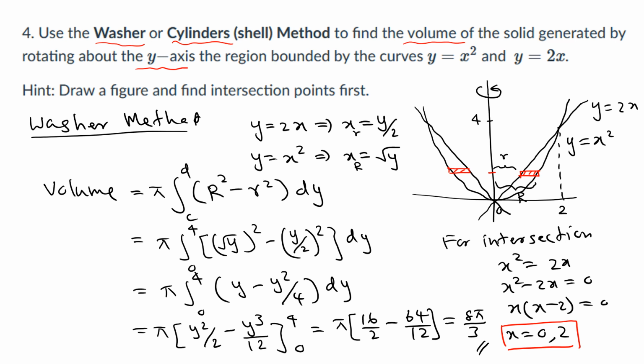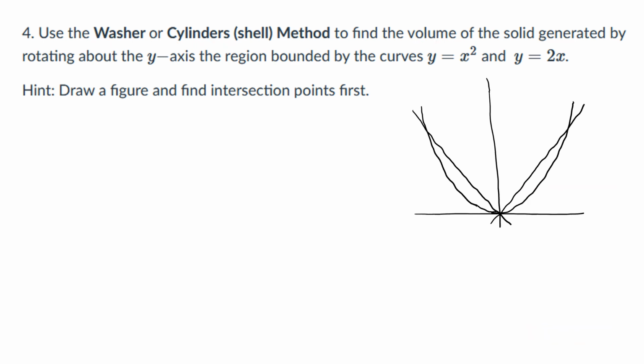This problem can also be solved using the cylinders method. Let's use it now and see how it works and which one is easier. We have the same problem: y equal 2x and y equal x squared. We rotate the region around the y-axis, and we know the limits are 0 and 2. Now we can use the cylinders, or shell, method.